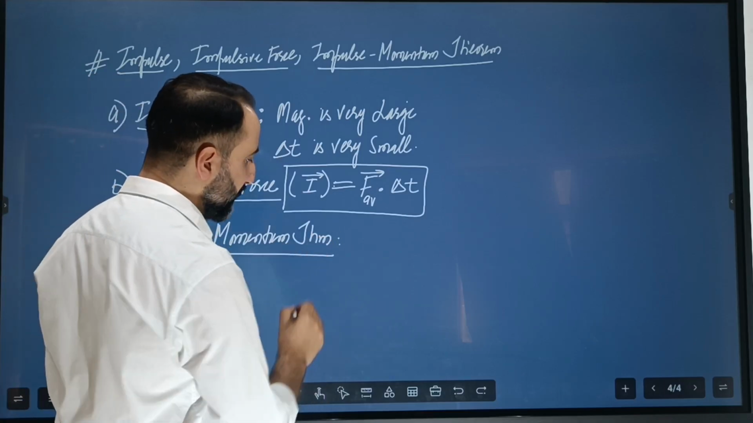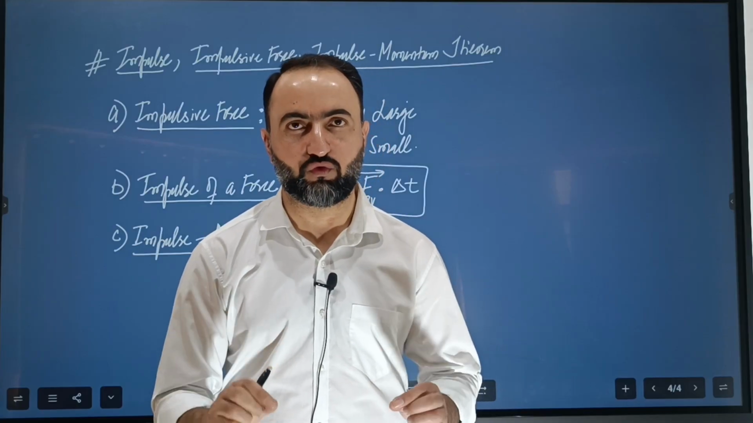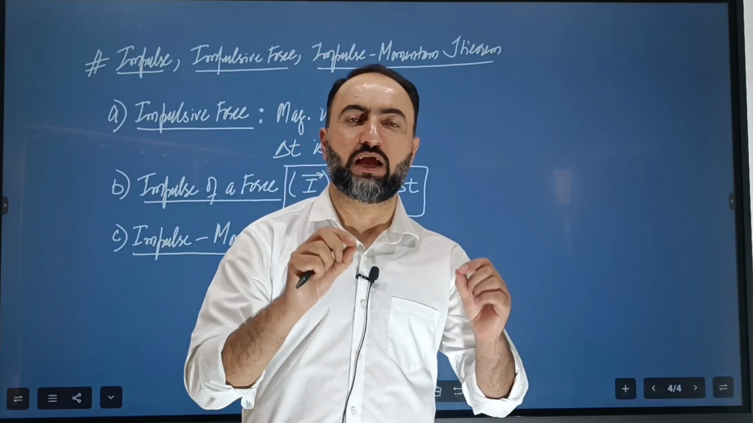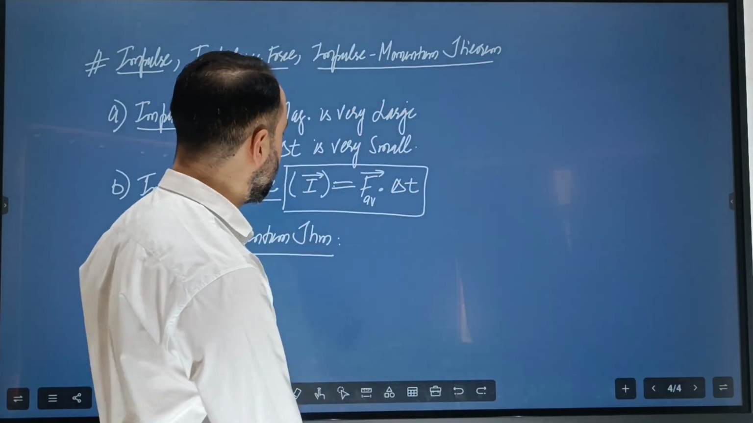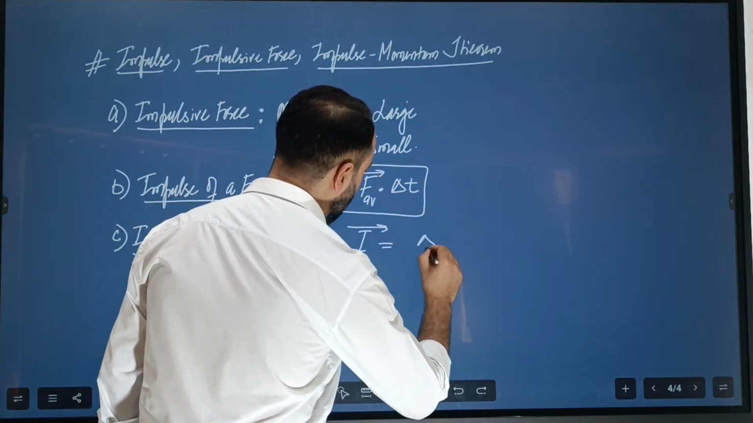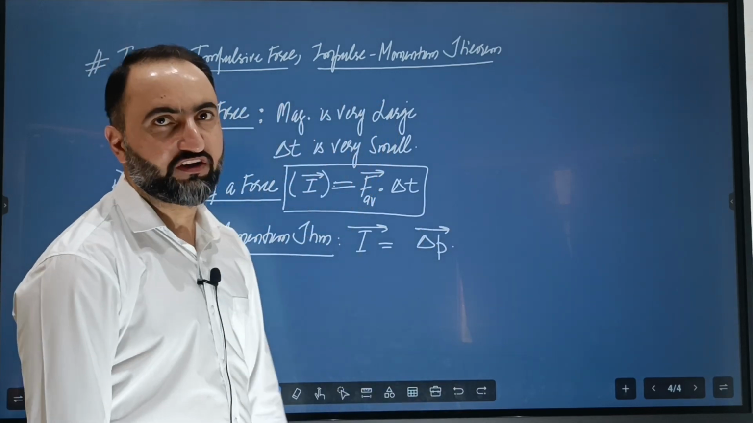Okay. The simple statement of the impulse momentum theorem is that the impulse of a force is equal to the change in momentum of the object on which the impulsive force acts. So simply, the impulse of a force is equal to delta p, that is, the change in momentum. Simple thing, it's equal to change in momentum.